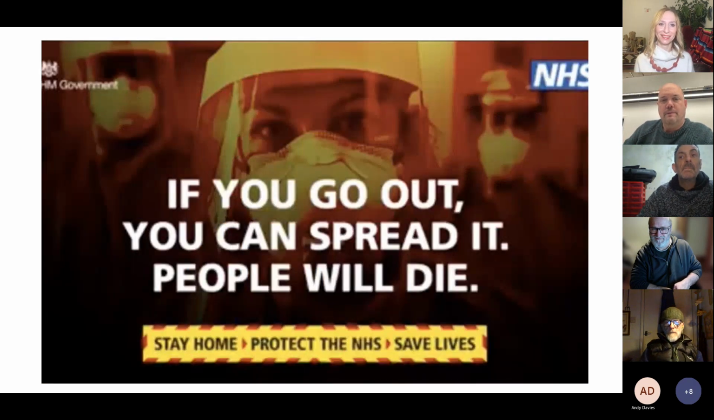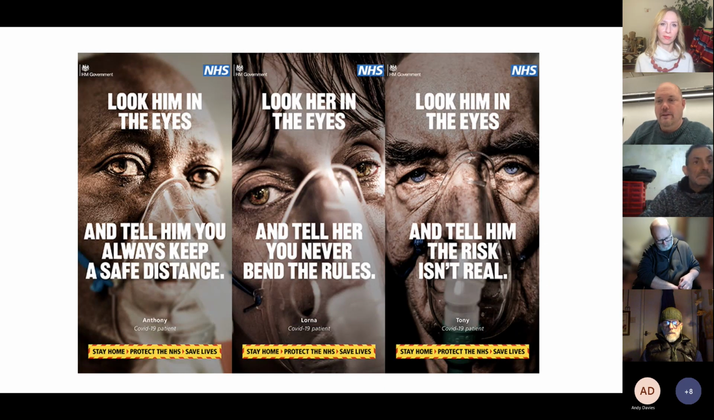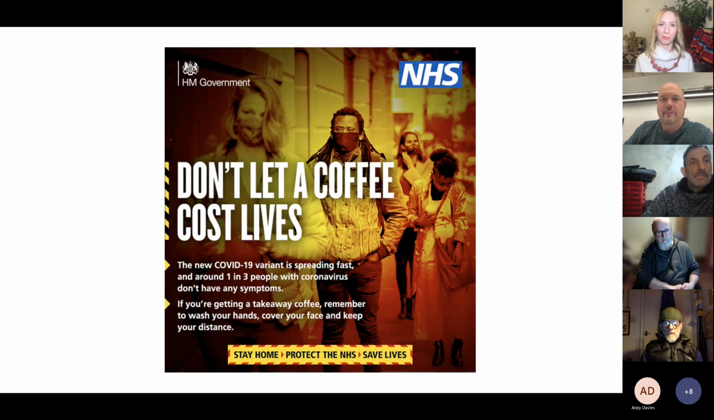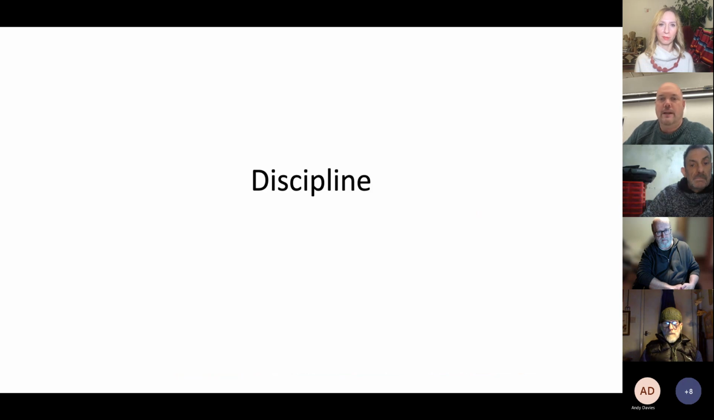But it was very interesting that as the campaign evolves, the severity of the advertising campaign becomes more and more austere and threatening and pleading. But the colour schemes that are used, the impact that they hope to generate in terms of how they're perceived by the audience is really very interesting to look at. Discipline then.